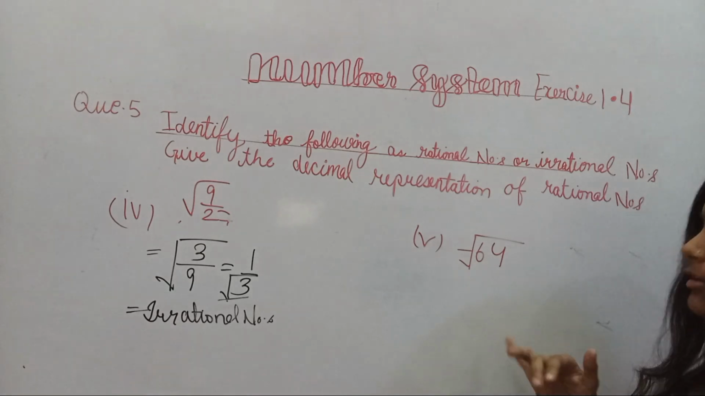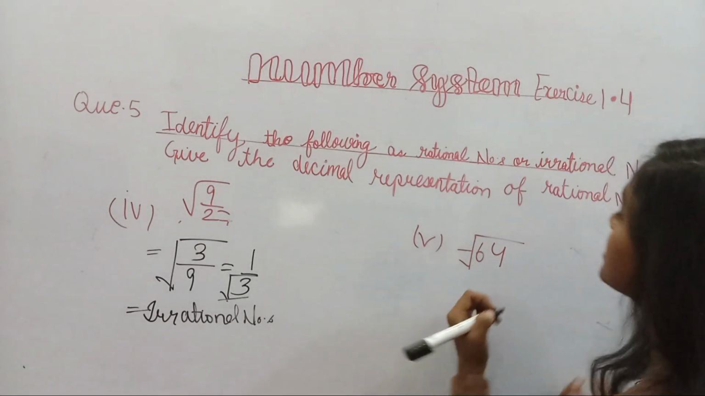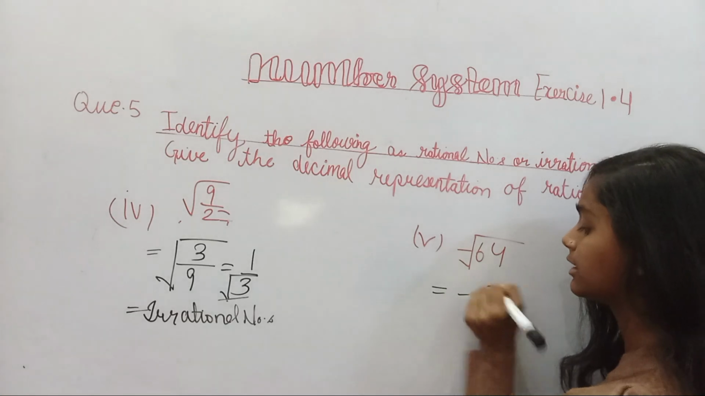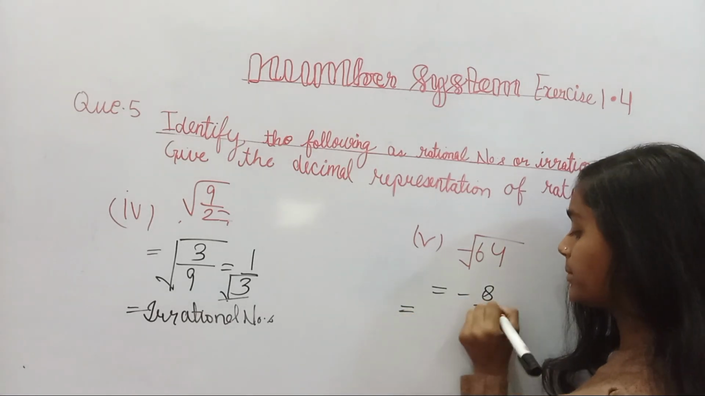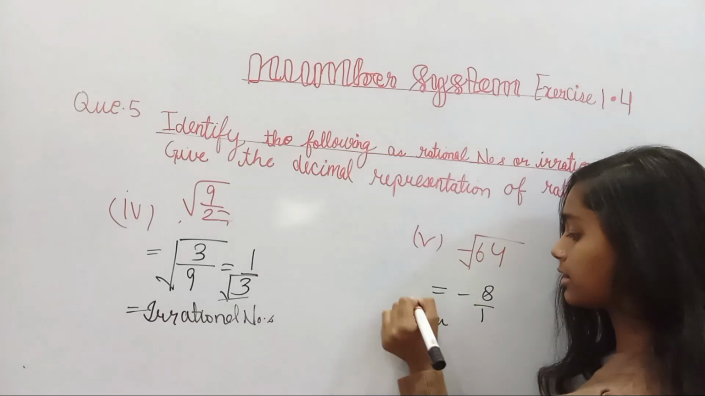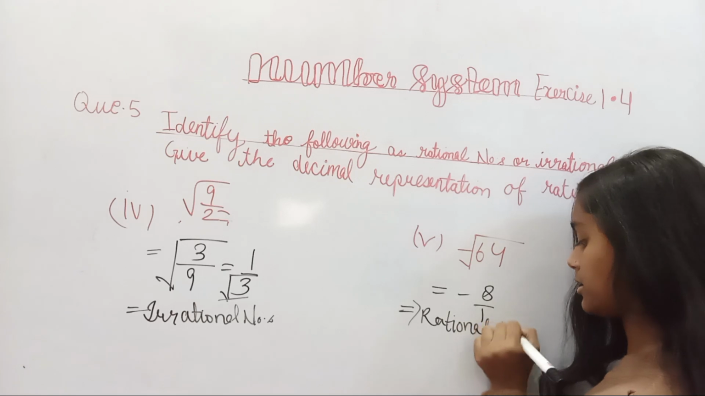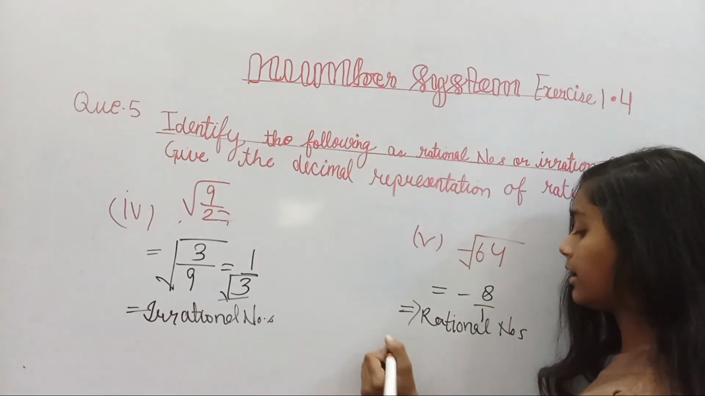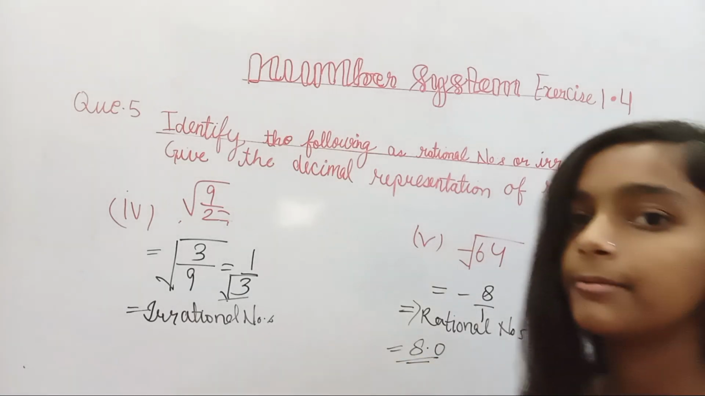So let's move on. It's minus root 64. Now 8 8s are 64. So minus root 64 would be minus 8, and it would be a rational number. Yes, it is a rational number, and in decimal form we'll write it as minus 8.0. Alright, I hope you got this.